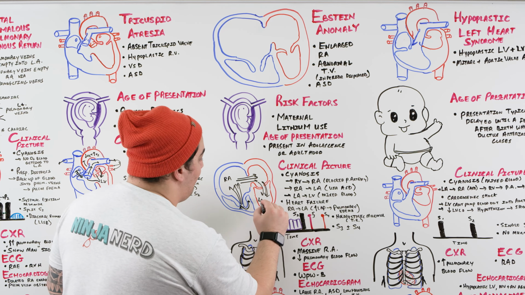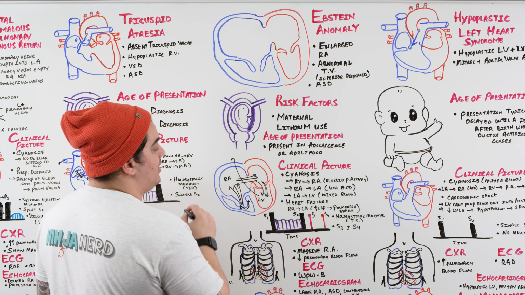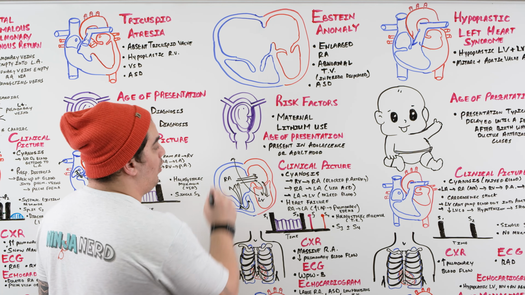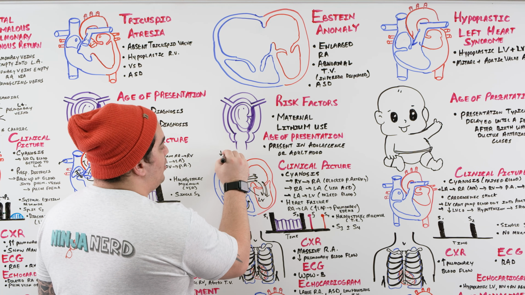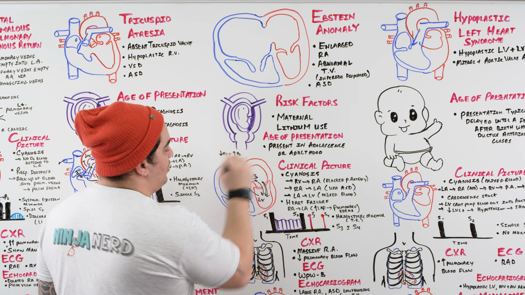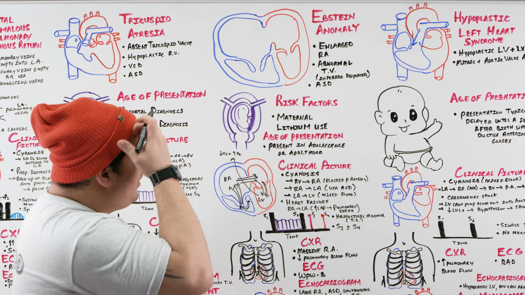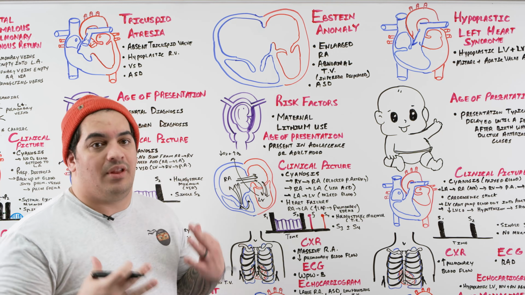So when we pump that out of the left ventricle into the systemic circulation, what kind of blood are we pumping out into the aorta? A mixture of oxygenated and deoxygenated blood. So that is why you have the cyanosis, the mixing of the blood.